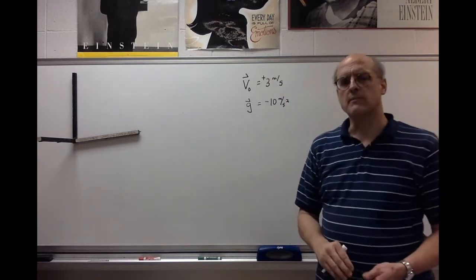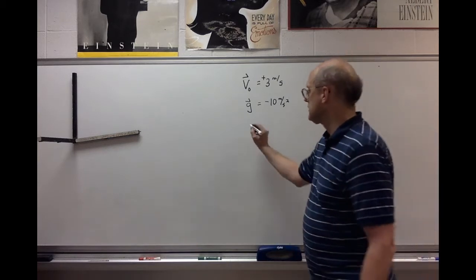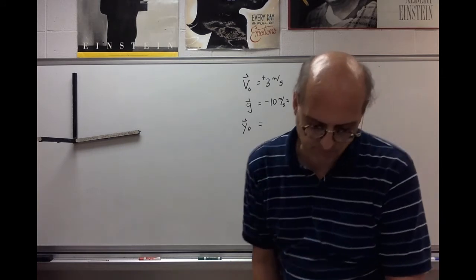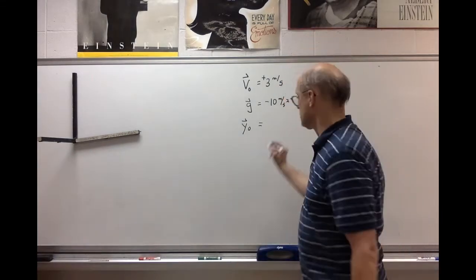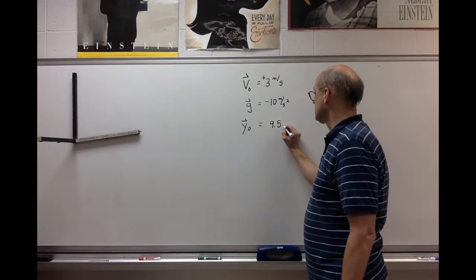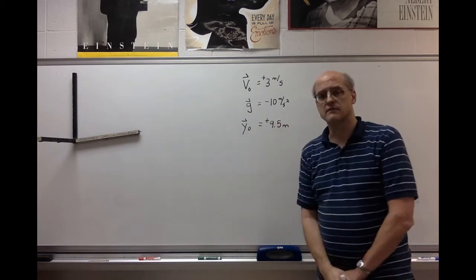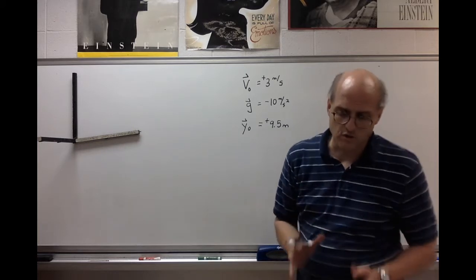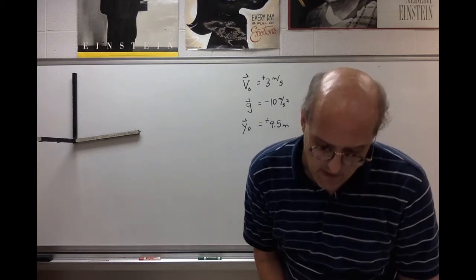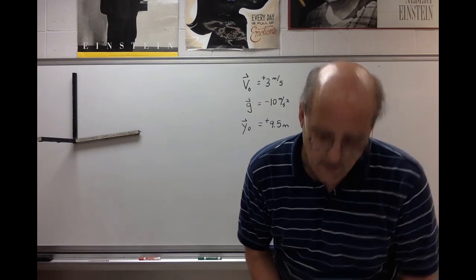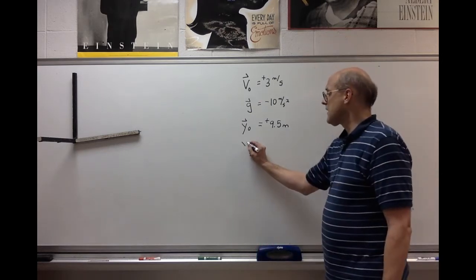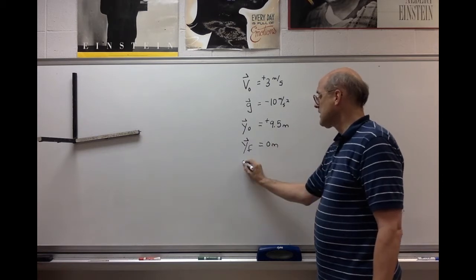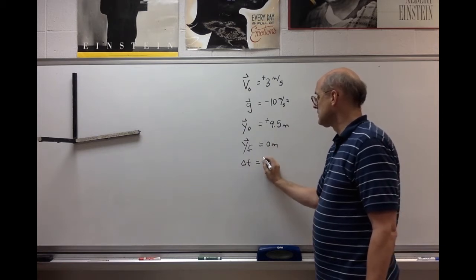And the location of the ballast bag at the beginning of the story is 9.5 meters above the ground. So that's positive 9.5 meters. They want to know how much time it takes the ballast bag to hit the ground. So the final position of the ballast bag is 0 meters, and then the unknown is time.